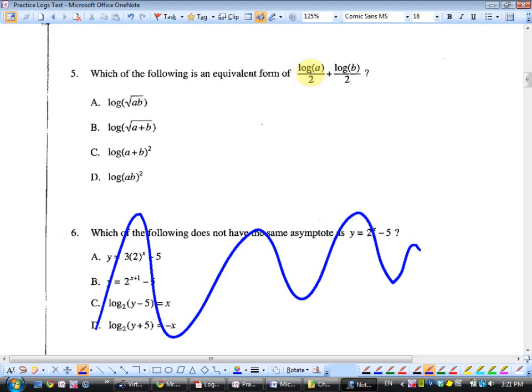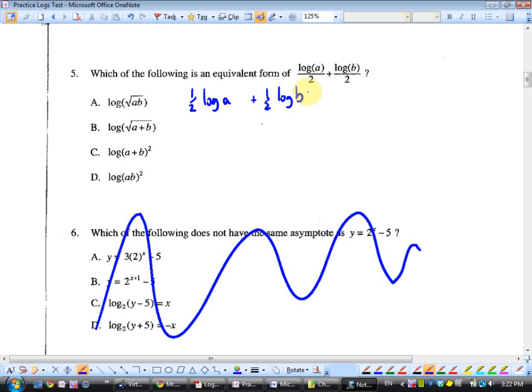Dividing by 2. What's that the same as multiplying by? I'm going to write this as a half log A plus a half log B.